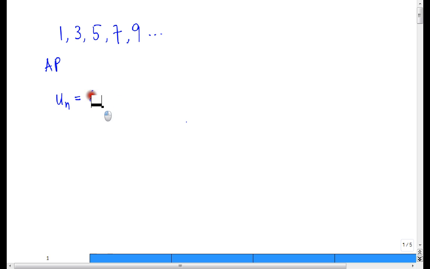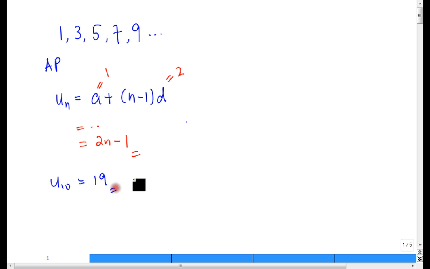Actually, you should know by now, Un for an AP is a plus (n minus 1)d. Now, if my a is equal to 1 and my d is equal to 2, you will get 2n minus 1. No problem. Which means if I want to find U10, the 10th term, you can tell me it is 19. Correct? Easy. Now, I am expressing Un, the nth term, in terms of n.